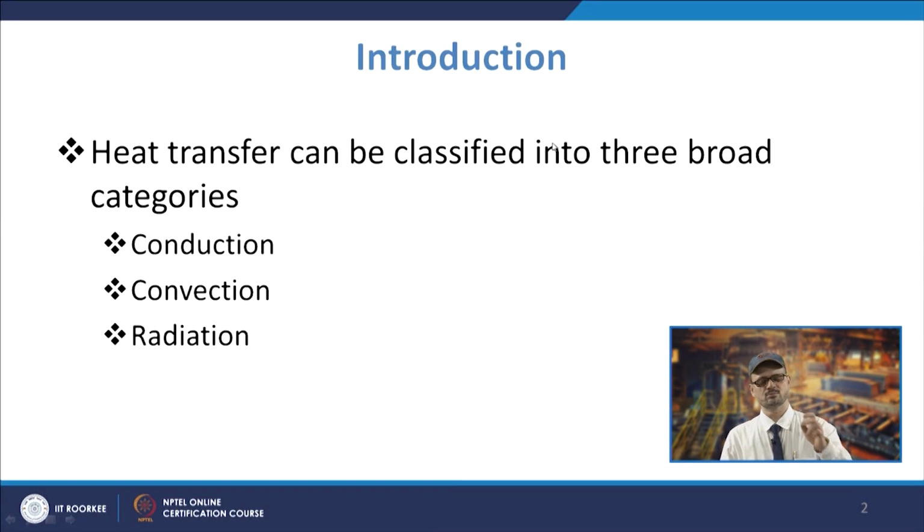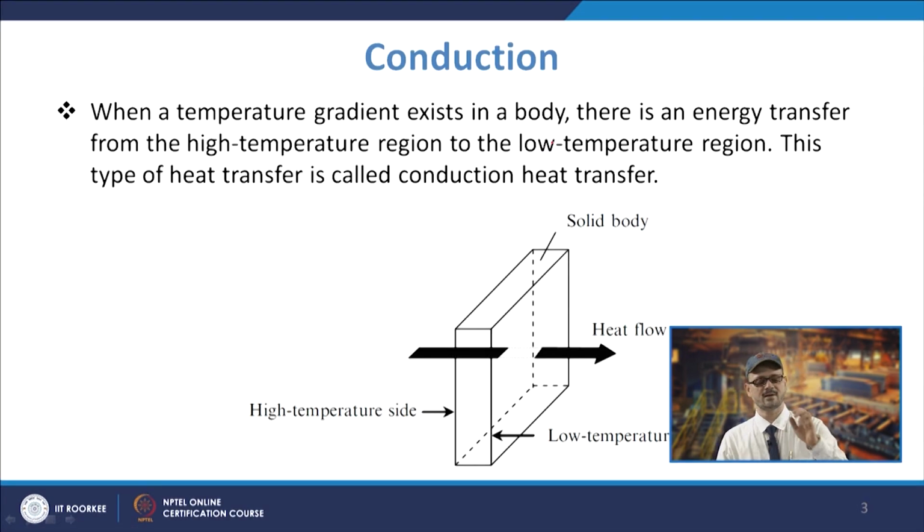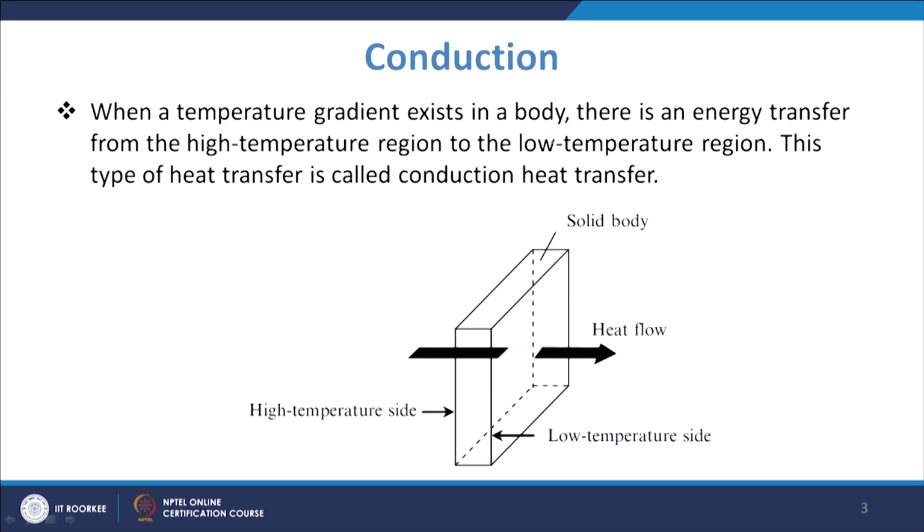Coming to conduction: when a temperature gradient exists in the body, there is energy transfer from the high temperature region to the low temperature region. This type of heat transfer is called conduction, in the body itself, when you have the temperature gradient.